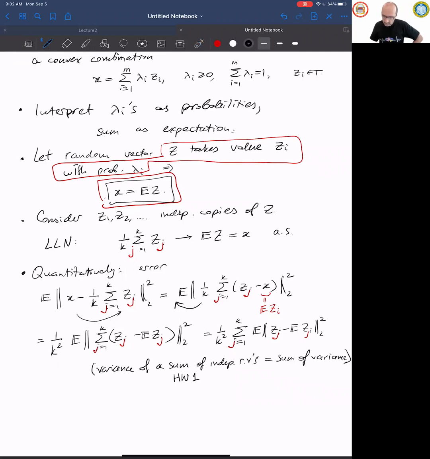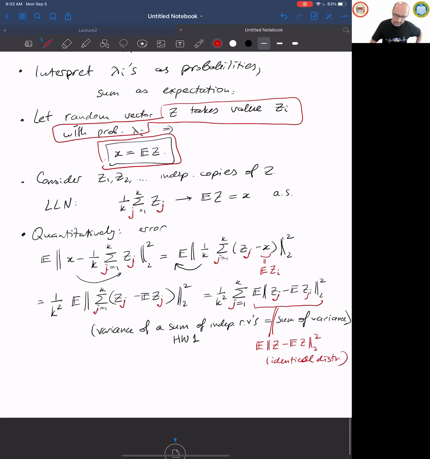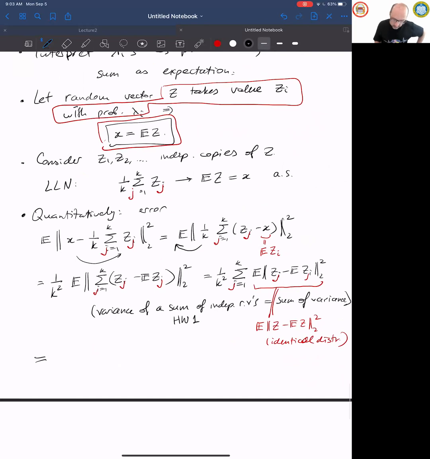Let's see. So what do we have here? This expression. All of these are identically distributed, so it doesn't even matter which term. All these terms are the same, because it's an identical distribution. And so, here's the crux of the proof. We have 1 over k squared in front. We have k terms in the sum, and each term equals this.